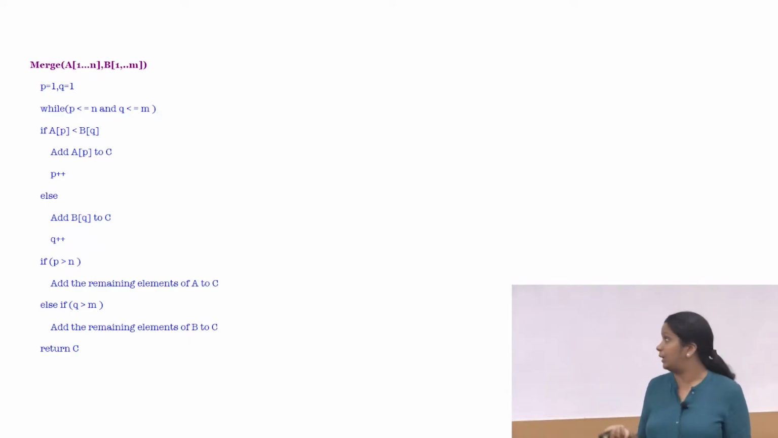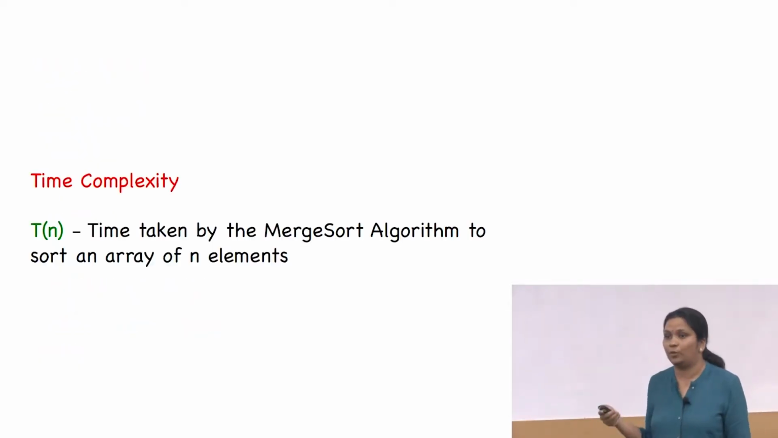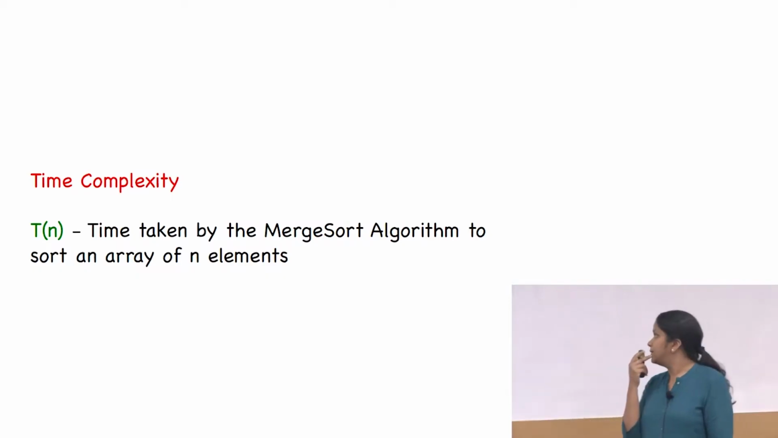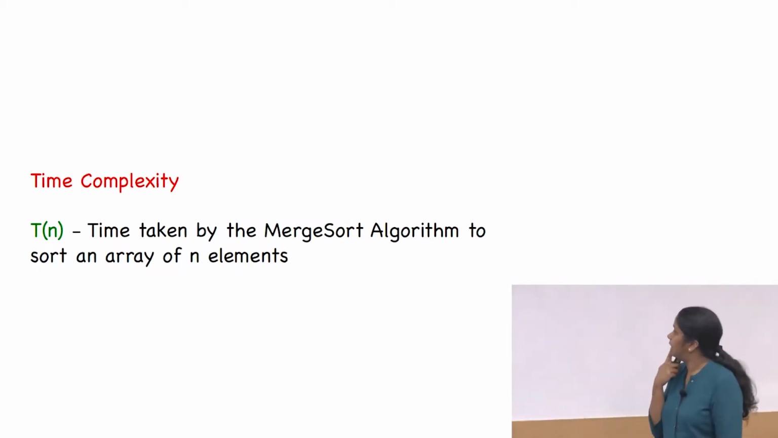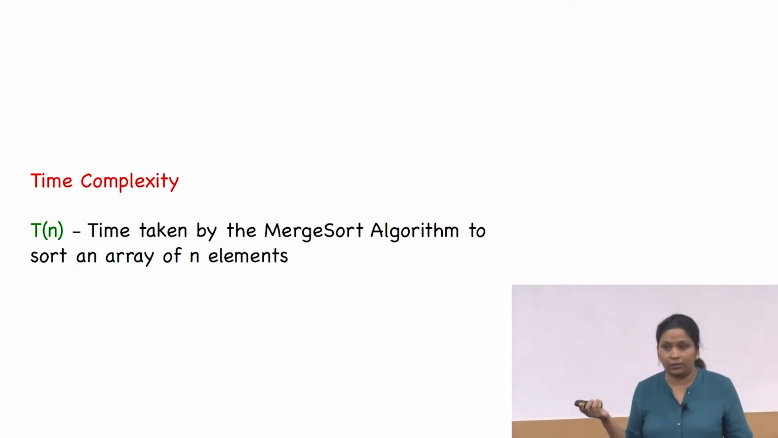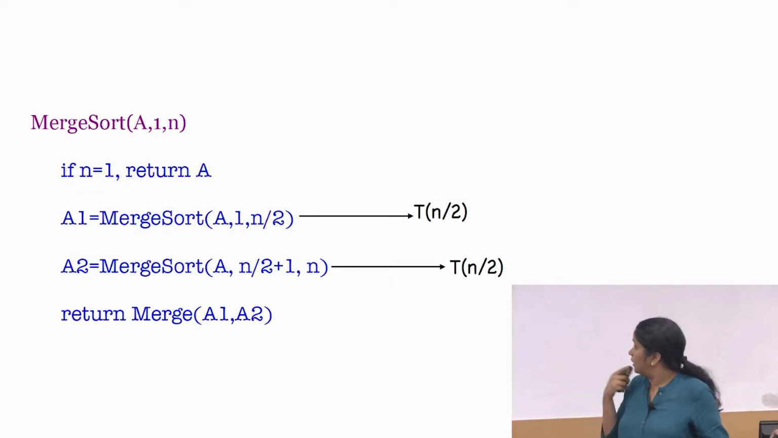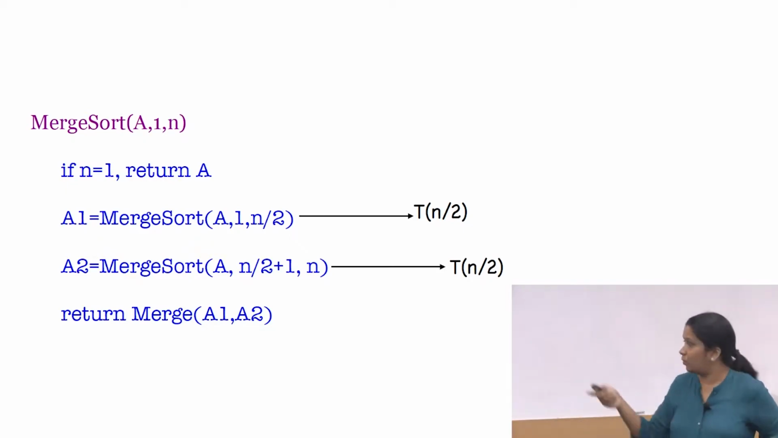What is the running time for this algorithm? How do we get n log n? So we are given an input with n elements. Let T of n be the time taken by merge sort to sort it. That's what we have to calculate. Then what is the time taken for the second and third step? T of n by 2. So you have two recursive calls, each will take T of n by 2.